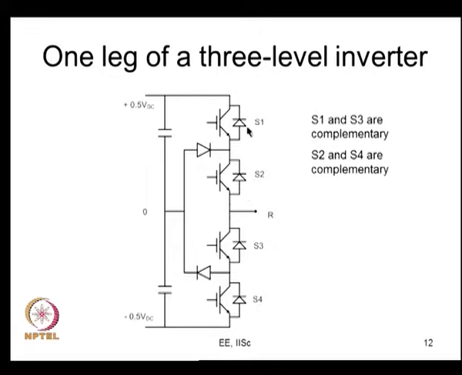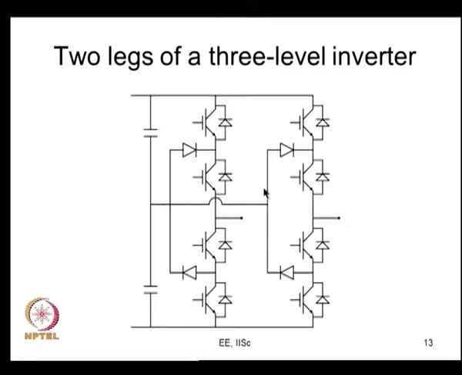So, this S1 and S2 and S3 and S4, when both S1 and S2 are on, R is connected to the positive. When these two, S3 and S4, are on, R is connected to the negative. When the middle 2 are on, R is connected to the midpoint. So, you find that S1 and S3 are complementary and S2 and S4 are complementary. We saw this in both the previous lectures now. So, the PWM requires that we generate the signals for S1 and S2. Then S3 and S4 can be generated as complements of S1 and S2 respectively.